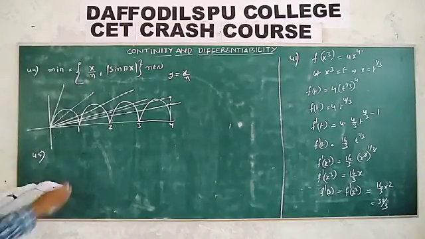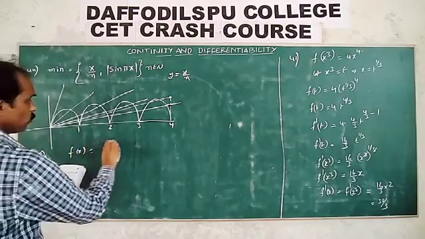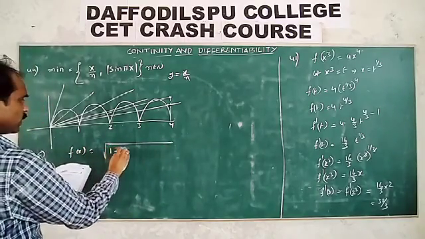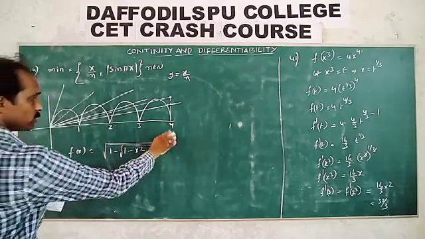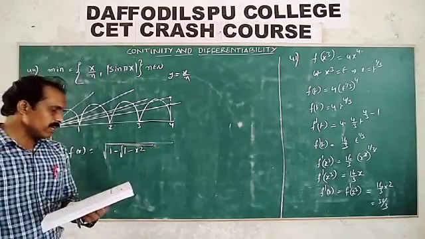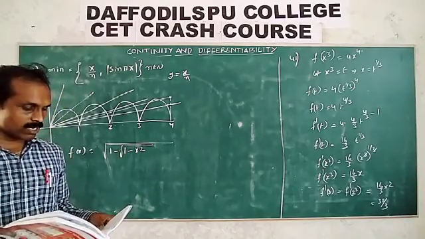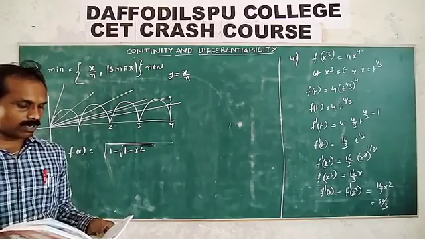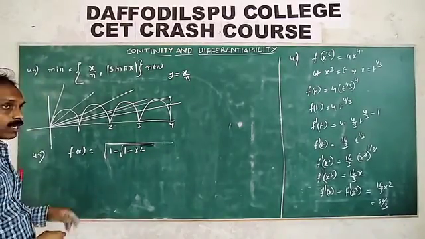Next one, 45. f of x is equal to root of 1 minus x square. Right? This is the problem. Then f of x is continuous on minus 1 comma 1 and differentiable. Okay, clearly it is continuous on minus 1 comma 1.